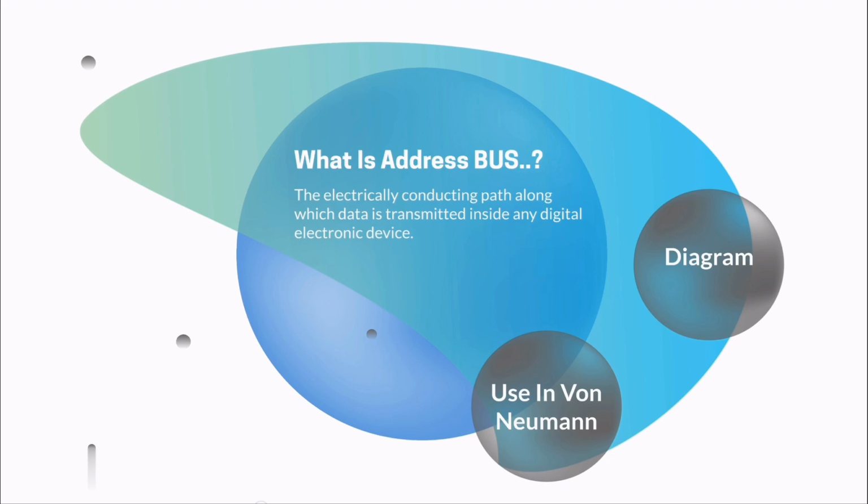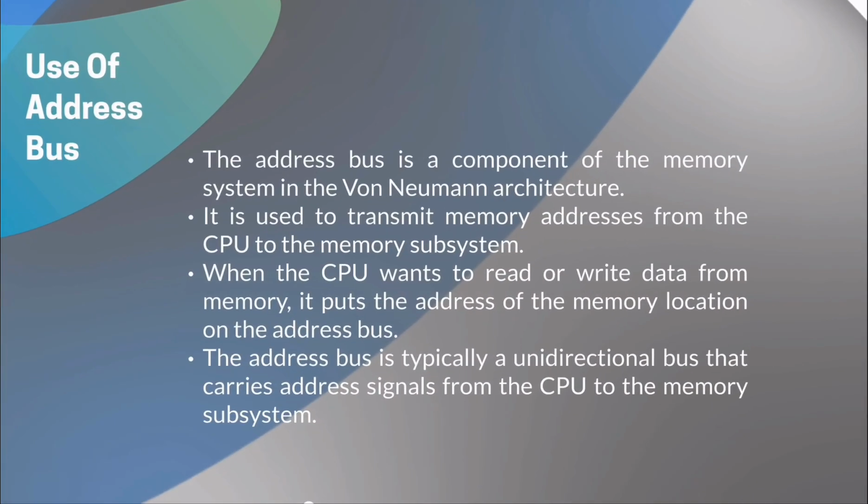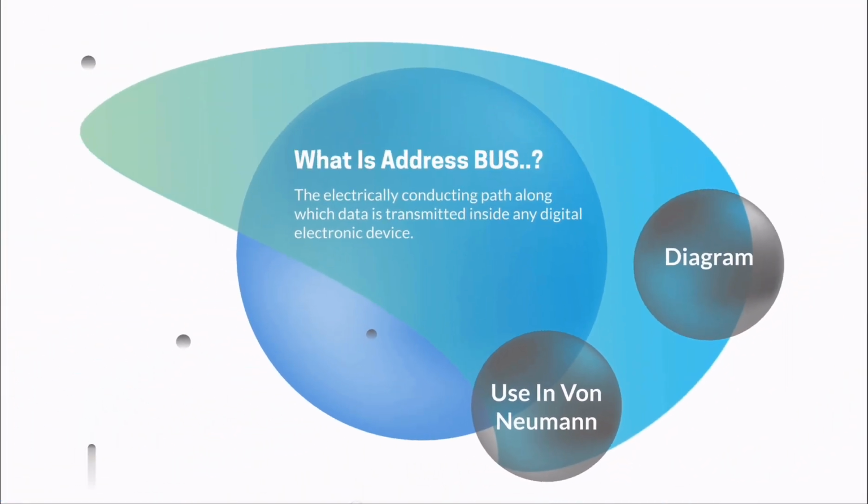Let's take a closer look at how the address bus is used in the von Neumann architecture. The address bus is a component of the memory system in the von Neumann architecture. It is used to transmit memory addresses from the CPU to the memory subsystem. When the CPU wants to read or write data from memory, it puts the address of the memory location on the address bus. The address bus is typically a unidirectional bus that carries address signals from the CPU to the memory subsystem.